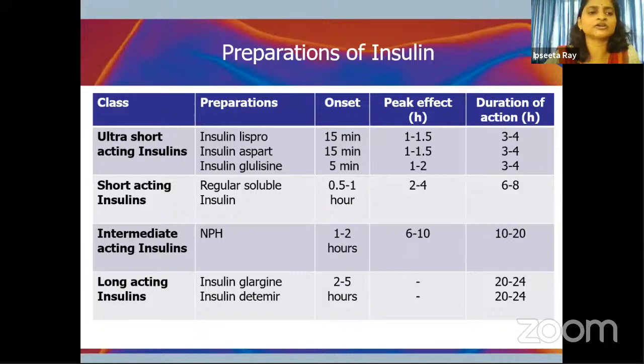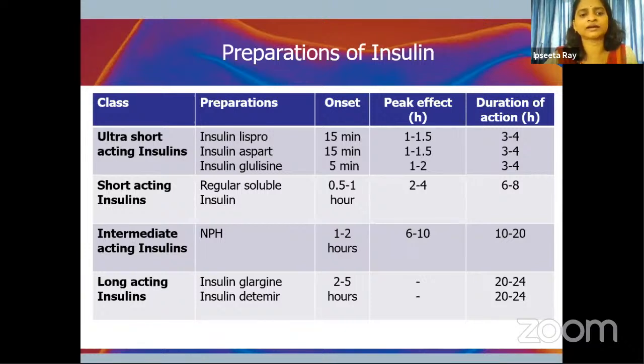You have the ultra short acting insulins, insulin lispro, insulin aspart, insulin glulisine, which have a short duration of action, around 3 to 4 hours, compared to the next, which is the short acting insulin, the regular insulin, which has a duration of about 6 to 8 hours.